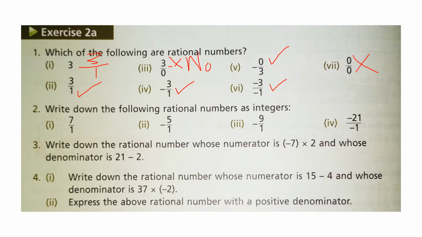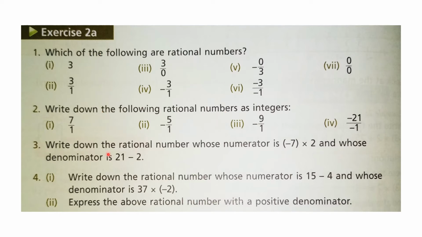Okay, in question number 2, write down the following rational numbers as integers. I'm going to do the first two parts. You have to make them integers, meaning you have to remove the denominator so that they can be written in the form of integers. So we can simply remove 1 from the denominator and it will be equal to 7, which has become an integer. Similarly, it will become minus 5, and you have to do the third and fourth parts. You just have to remove 1 from the denominator. You have to convert them into integers, meaning you should not write them in the form of a fraction.